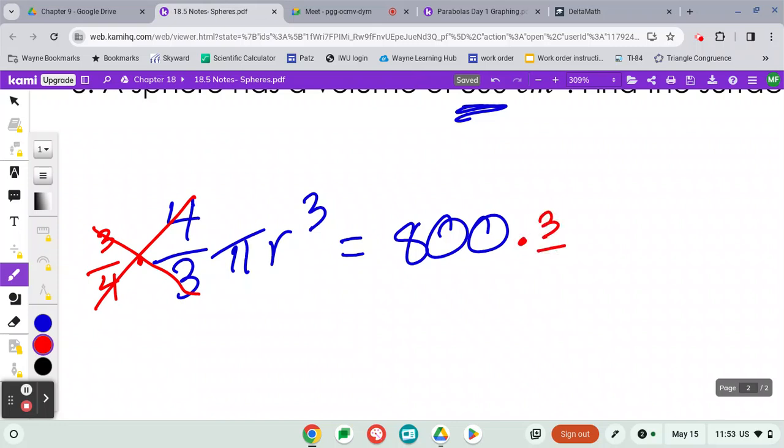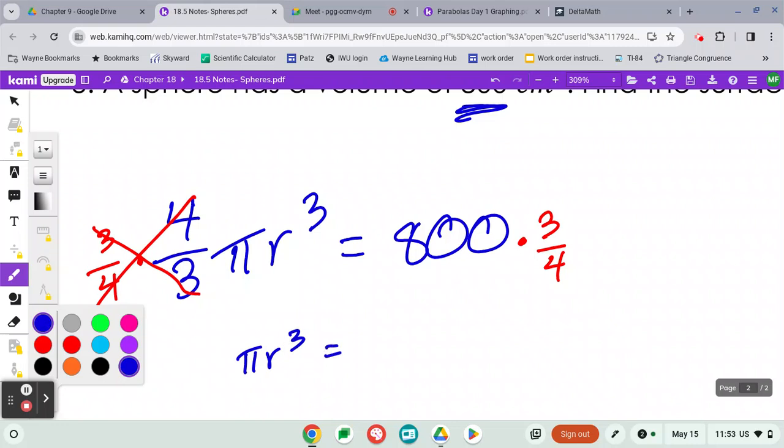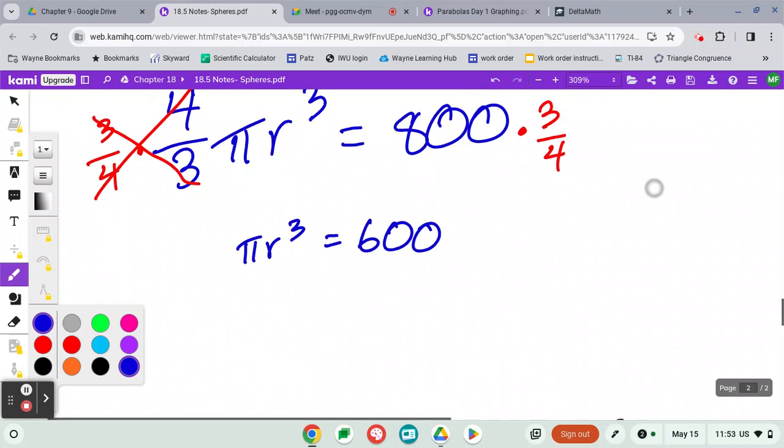Okay, what is 3/4 of 800? Initially, that might seem tough, but just 3/4, what's 75% of 800? So if you don't know it, that's fine. Just take 800 times 3 divided by 4. And 400 would be half of it, right? 600. Because if you think about it, if we divide it by 4, 200, and then 3 of those, so 600. Okay, so now if I rewrite this, we got pi r to the third equals 600. Okay, what would you do next?